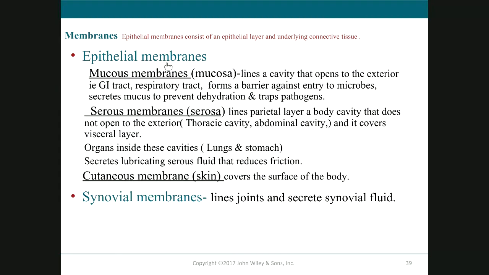There's three types of epithelial membranes. There's the mucous membranes, and the mucous membranes line cavities that open up to the exterior. That'll include our GI tract, respiratory tract. It's important for forming barriers between the external and internal environment. Serous membranes, we talked about the serous membranes. They line, for example, the body cavities, but they do not open up to the exterior. The cutaneous membranes are the skin. And then another type of membranes are synovial membranes, which line the joints and secrete synovial fluid. We will discuss that in great detail in the future.